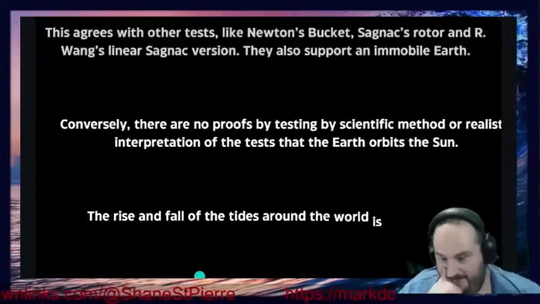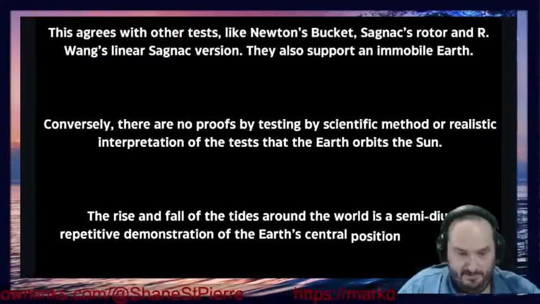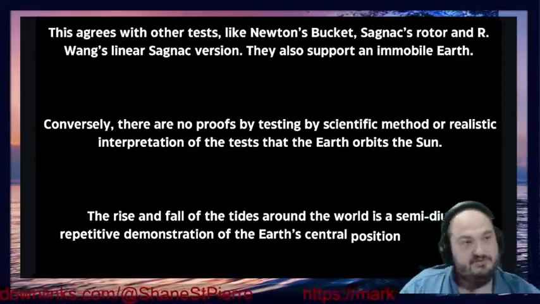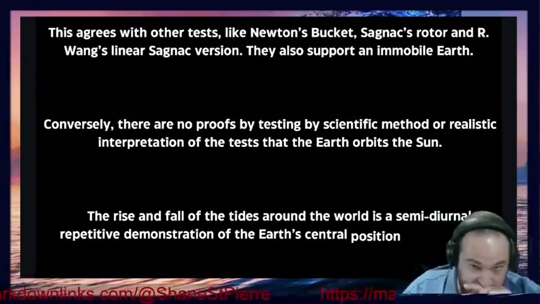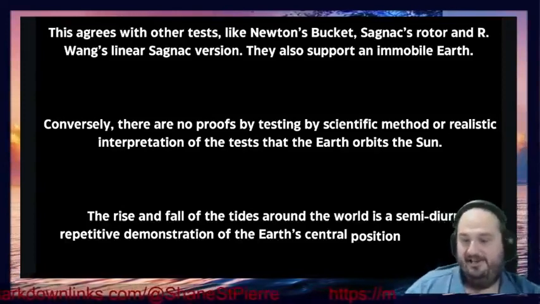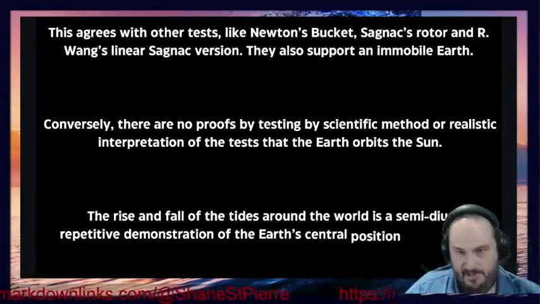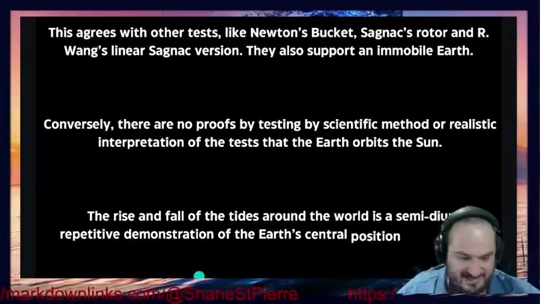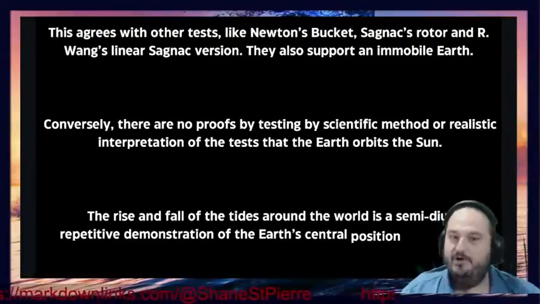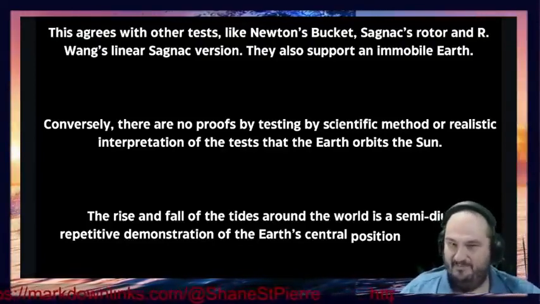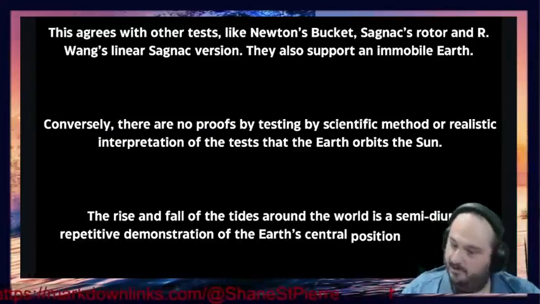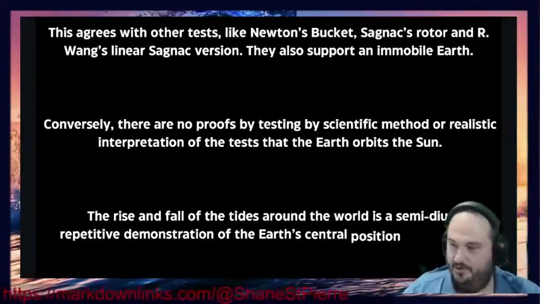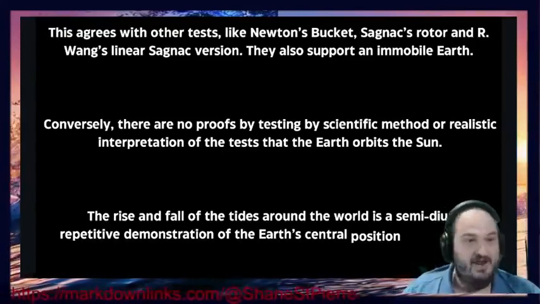So, again, concluding with Mr. Bennett here, we've concluded that this coincides with other geocentric tests performed, including Newton's bucket, Sagnac's rotor, Bennett's hiker, and Wang's linear Sagnac interferometer, all supporting an immobile, not fixed, stationary Earth. So conversely, there are no proofs by testing the scientific model or realistic interpretation of the test of the Earth orbiting the Sun. No centrifugal acceleration found, no supposed forces interacting, nothing of the sort.